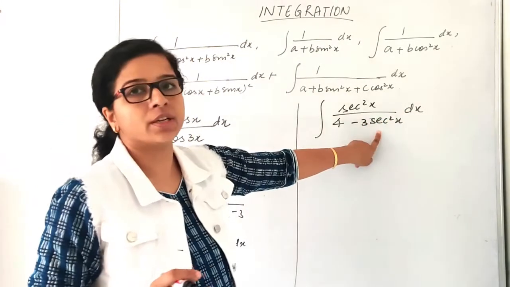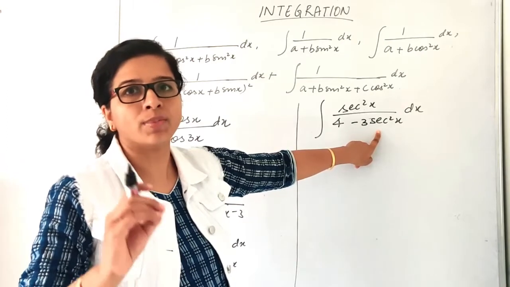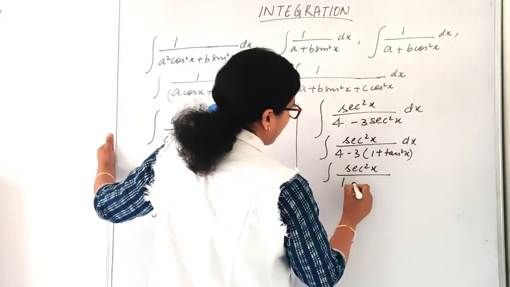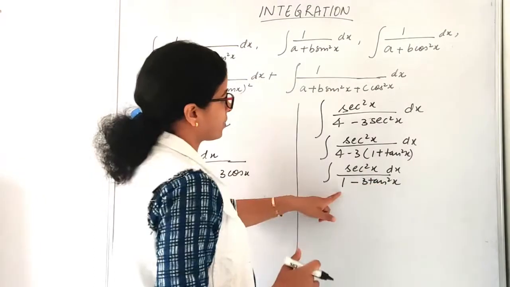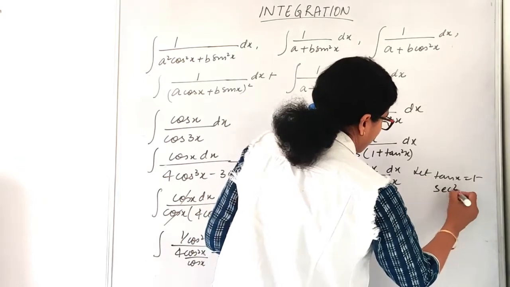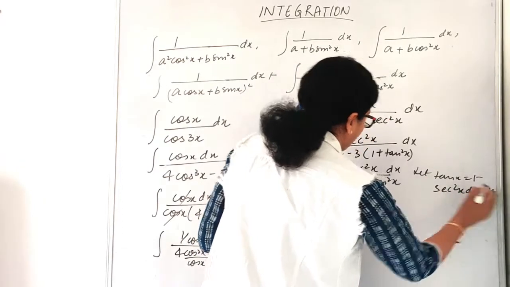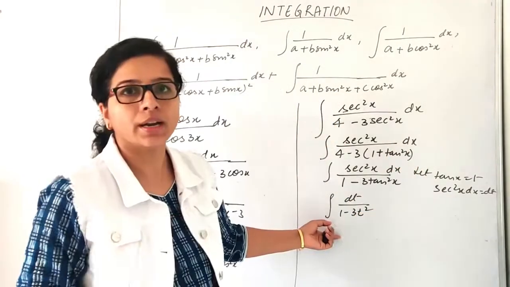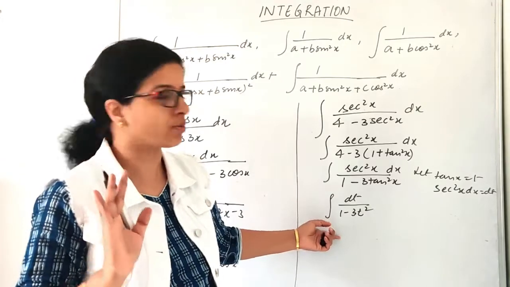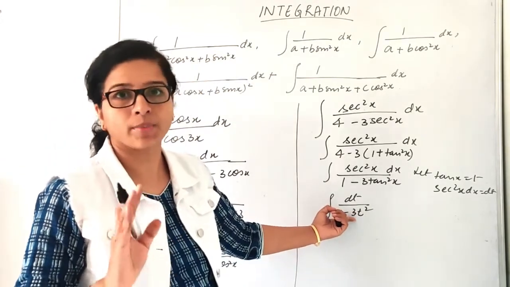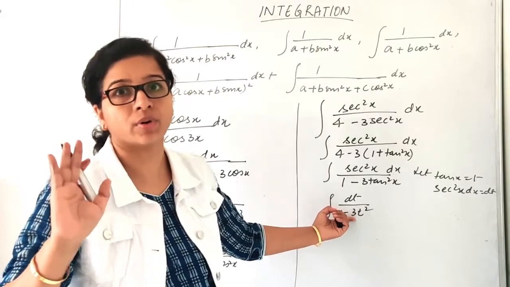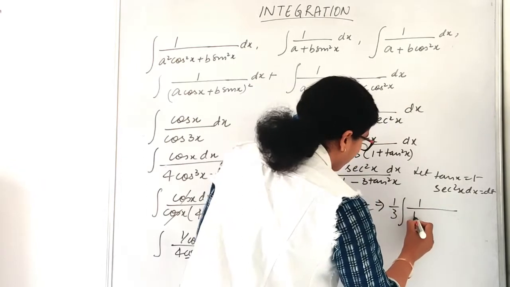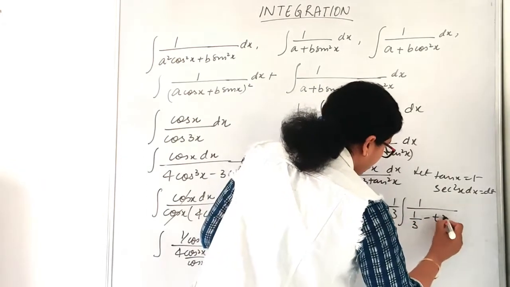So if you have secant square x in the denominator, we are going to write it as 1 plus tan square x. Now if we solve, what we are getting, secant square x upon 1 minus 3 tan square x. So now let tan x be t, secant square x dx is equal to dt. Let us substitute the value, dt upon 1 minus 3t square. Now it is the formula of a square minus t square. Take out 3 common, because a square minus x square formula we have to apply, right? So it will imply 1 by 3, 1 upon 1 by 3 minus t square dt.